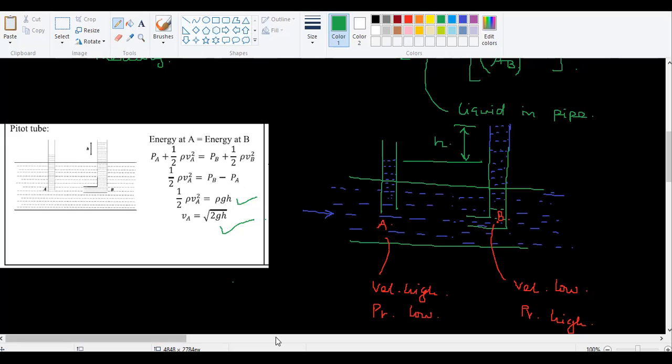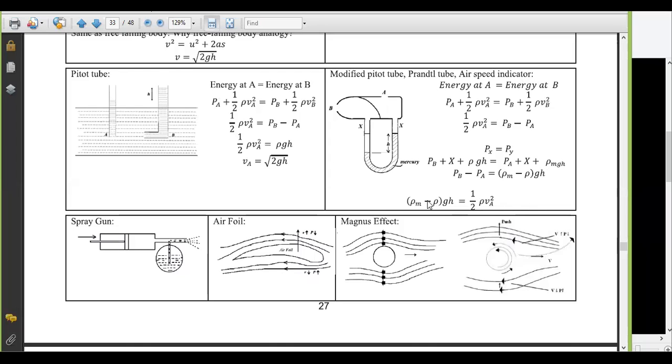Modified Pitot tube is also exactly the same principle. I'm not going to go through it. Again, for your entrance exams, you will get this kind of problem also. But my job is to let you know that if you get a problem like that, you can always come here and take a look at it.